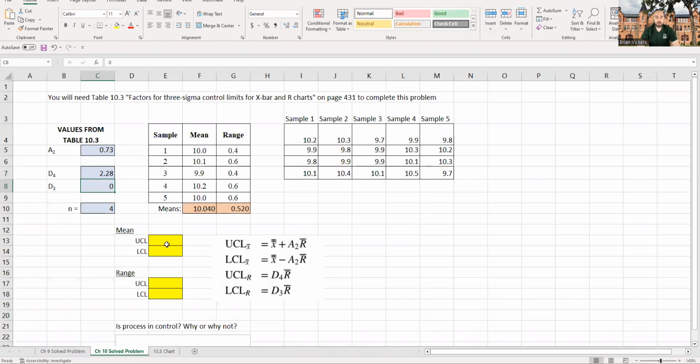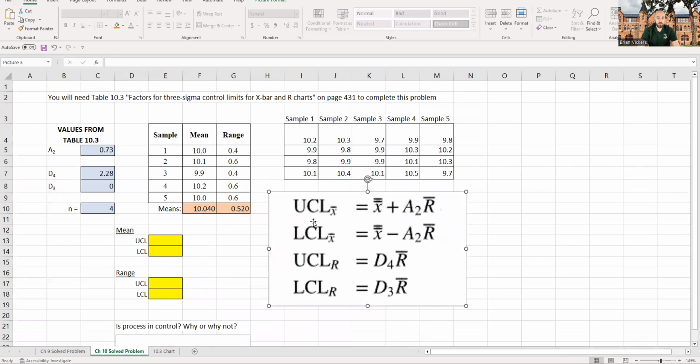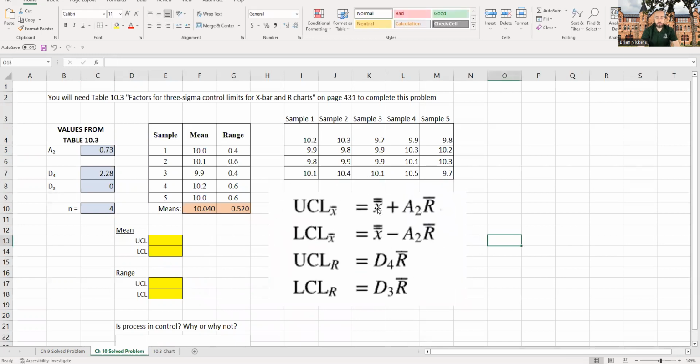Now that I have those values, I can look at the upper and lower control limit for the X double bar. So for the X bar chart, the highest and lowest will be based on this formula here. I'll make it a little bit bigger to see it. So for upper control limit, we need the X double bar value, which is this value right here, the mean of your means. And we need to add to that A2 times the range, the mean of the ranges.